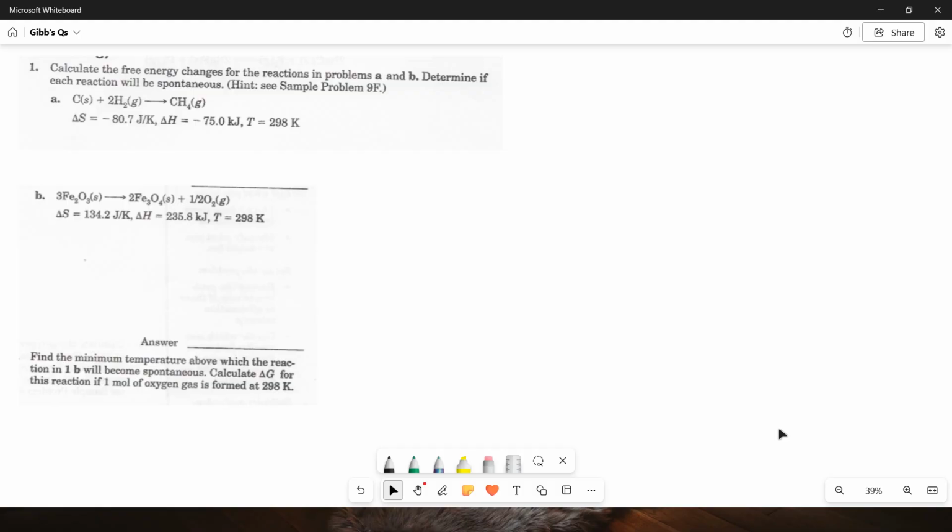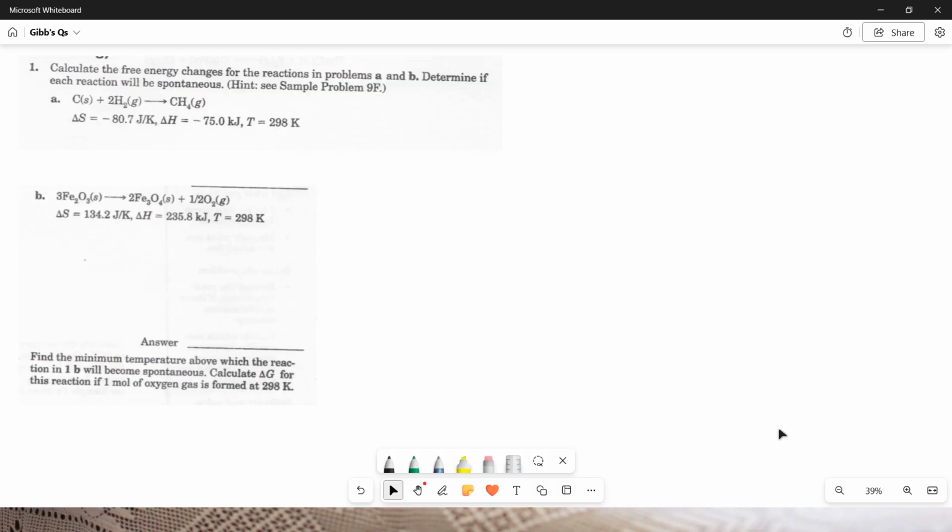We're going to do some sample problems on Gibbs free energy. I've got three problems here that we're going to work on. So let's look at the first problem. It says calculate the free energy changes for the reactions in problem A and B and determine if each reaction would be spontaneous.